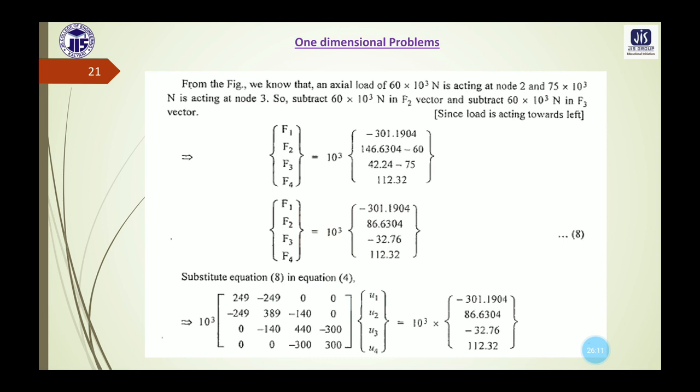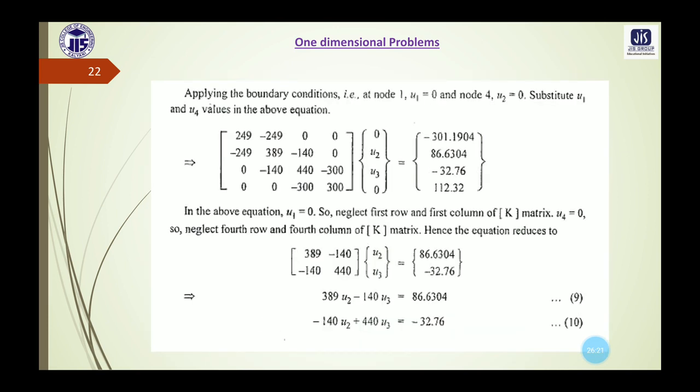So now next we need to put this equation number 8, that means the value of the global force vector, in the equation number 4. After that, now we need to apply the boundary condition. From the given structure we can see that at node 1, u1 equals 0, and at node 4, u4 equals 0.